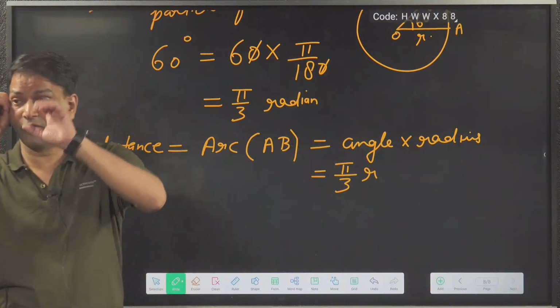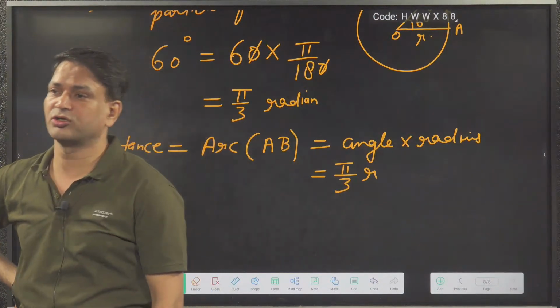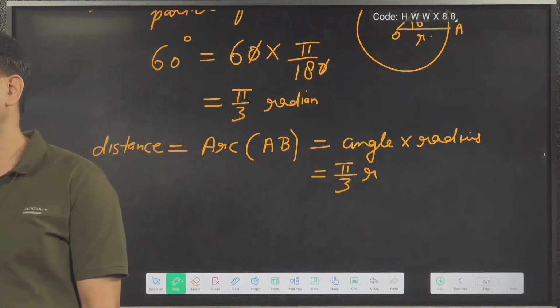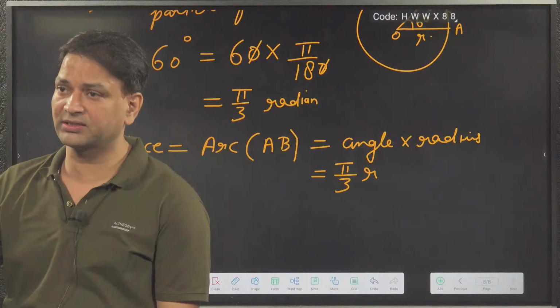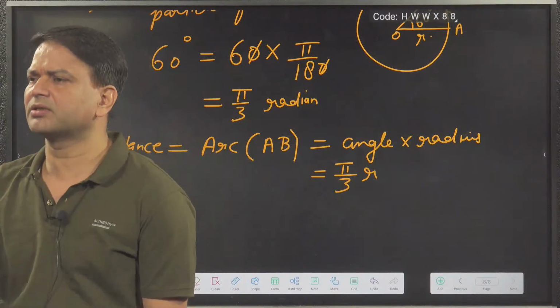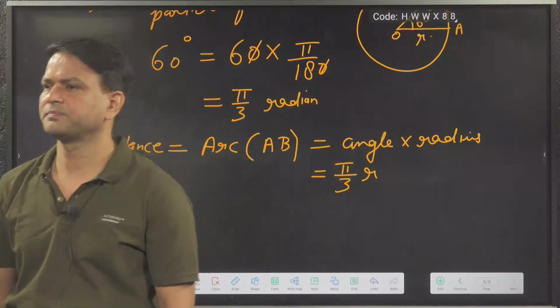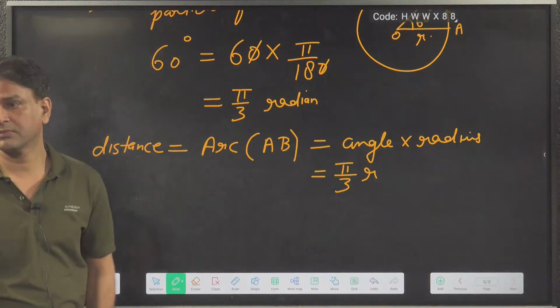Everybody got it? So when we are using the formula, angle is equal to arc upon radius, and arc is equal to angle into radius. Which unit will you get after solving? Radian. So we will rarely use degree in the whole of physics. Most of the time, in every formula, wherever theta is written, the unit of theta is radian. Completed.